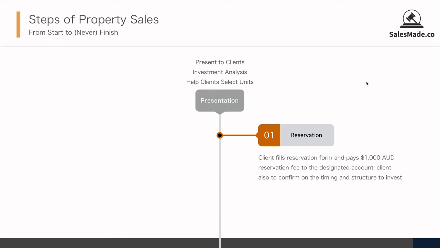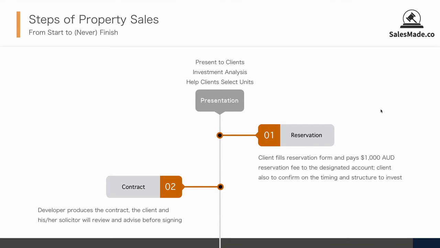You pay that fee to the designated account, and that's usually our trust account or the developer's lawyer's trust account. The client also confirms the timing: for this particular property that you're trying to purchase, how long would you want the settlement period to be, and what structure are you trying to invest under? Whether it's investing under your own name, which is something that we highly do not recommend, or as a company or as a trust.